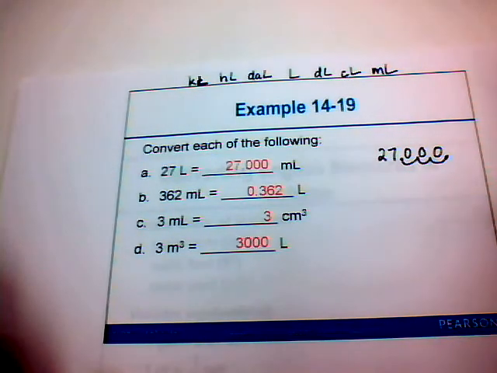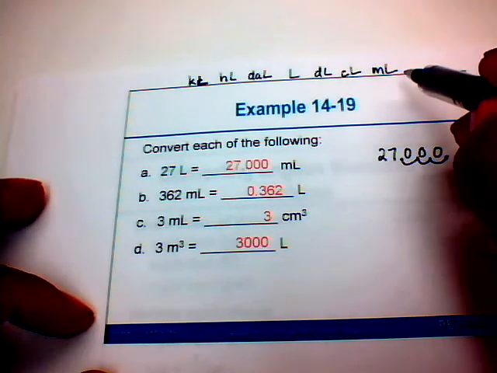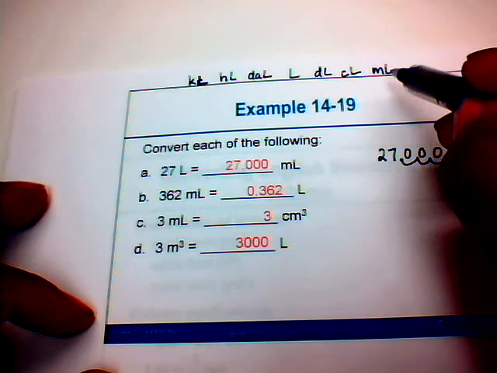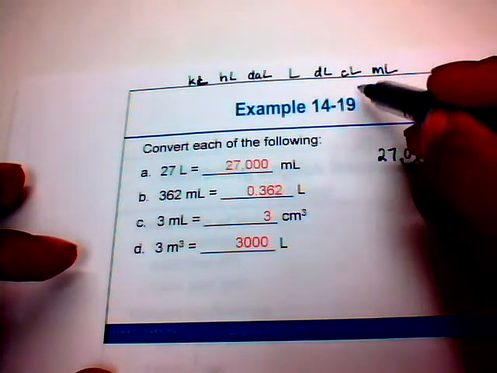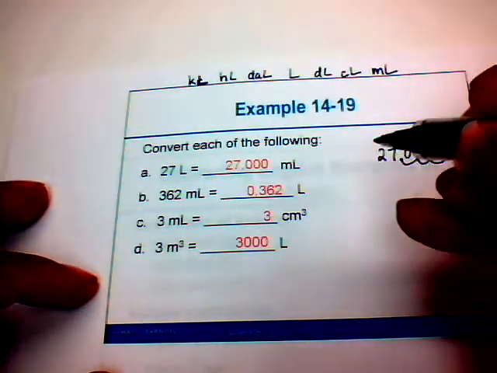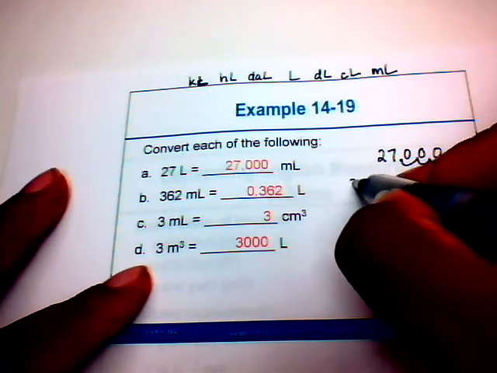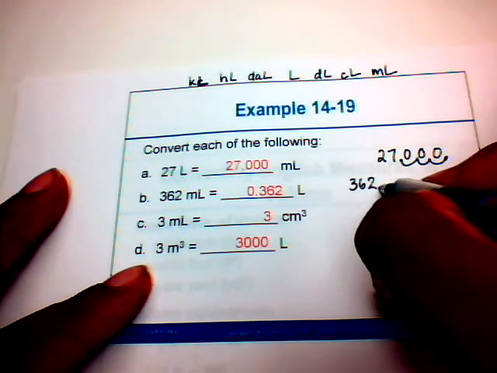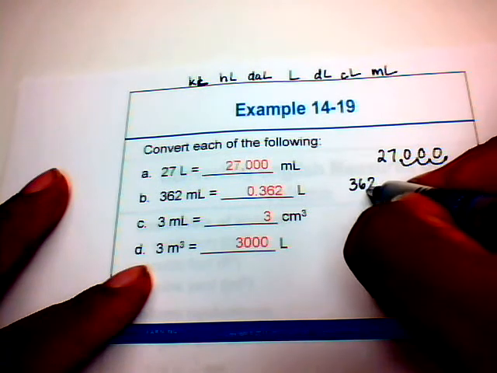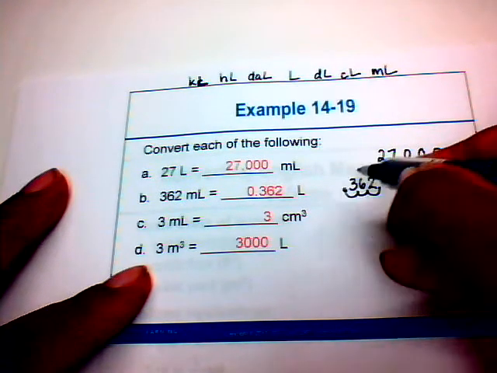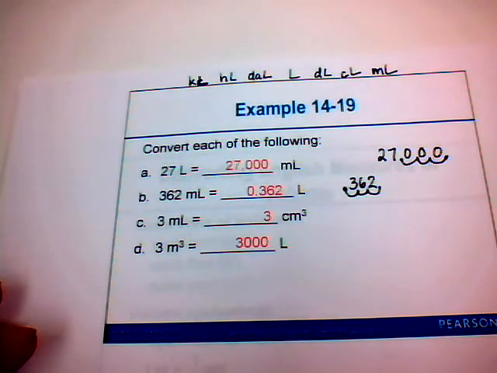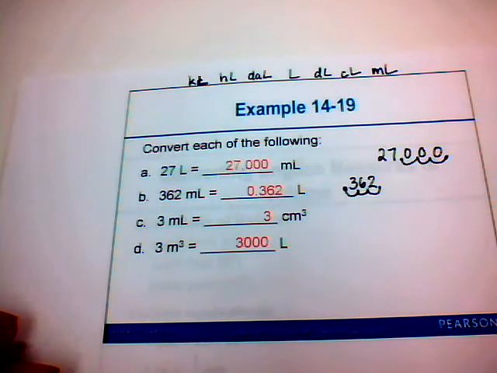Part B is 362 milliliters, and we want to convert that to liters. Well, from milliliters to liters, that's going to be 3 places to the left. So in the number 362, the decimal point's behind the 2, so we need to move the decimal point 3 places to the left. So that decimal point will be in front of the 3. So it'll be 0.362 liters.